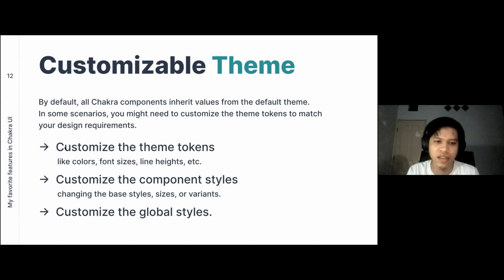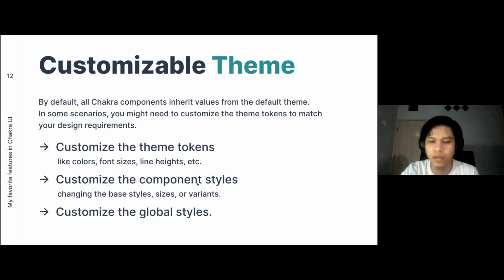What I like is they provide some functionality to customize the tokens. So if we learn about design system, all of the components use tokens. It's like color, font size, line height, spacing, sizing. So when we change this, it will be applied to all of the components. So this is the basic thing we need to define when we want to create a design system. And then we're able to customize the component style.